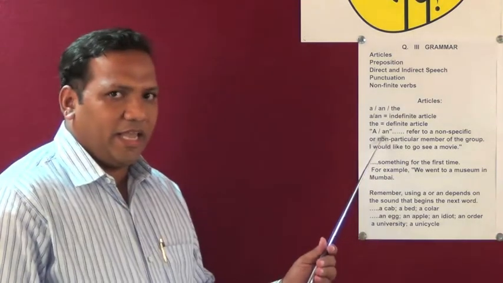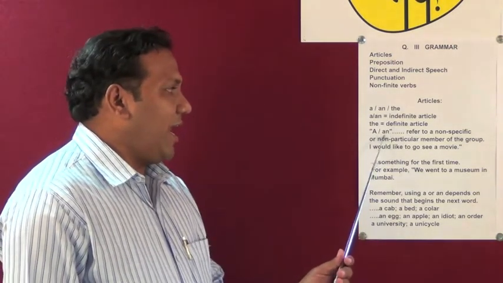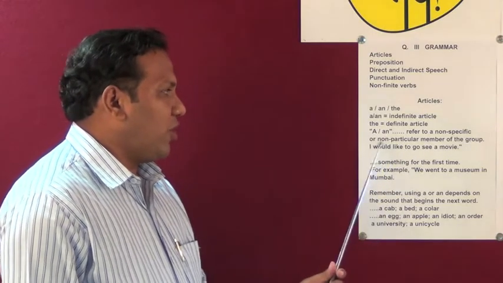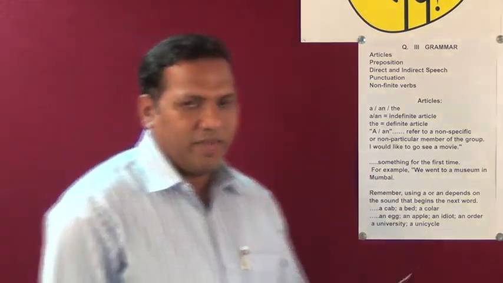Now where to use a and an? A and an usually refer to a non-specific or non-particular member of a group. Let me explain this in a very simple way. For example, if you want to go to the doctor, you may say, I am going to a doctor, and another sentence, I am going to the doctor. Now what is the exact difference between a doctor and the doctor? If you have come out of your house and are going to a doctor that you may find anywhere in your area, that is a doctor, meaning any doctor. And the doctor means your family doctor.